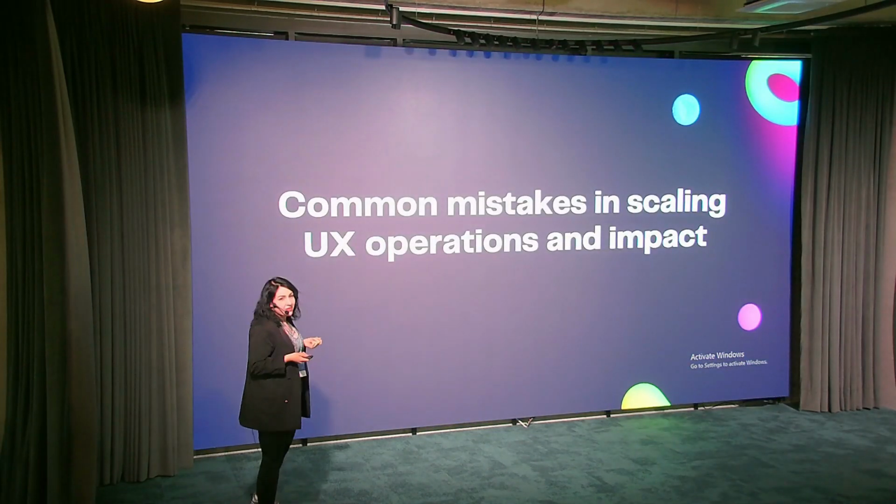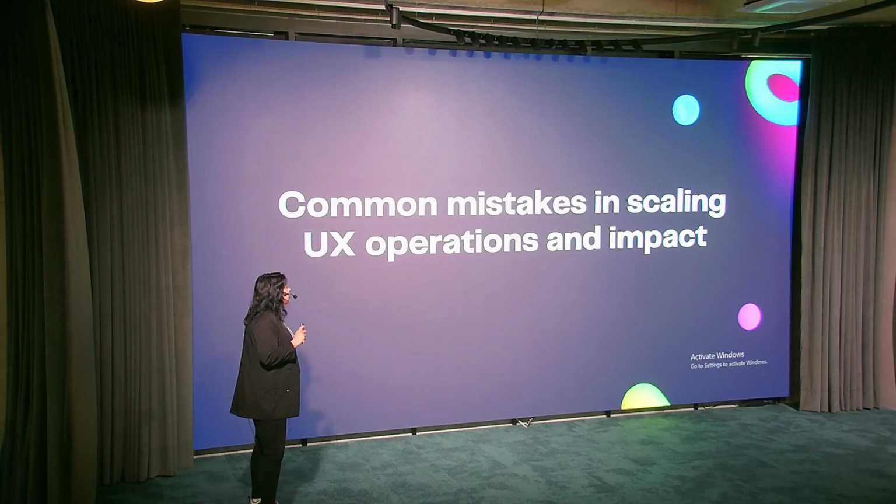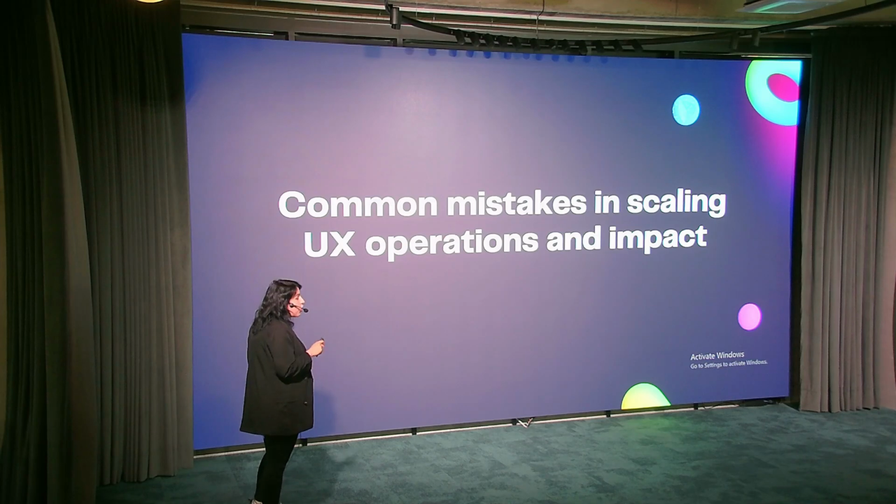So, what are some of the common mistakes in scaling UX operations and impact, and how can you actually mitigate those and really have tactical efforts, feasible efforts that can help you advance your strategy, no matter how complex or big it is?